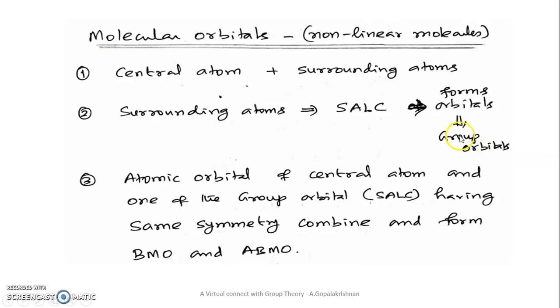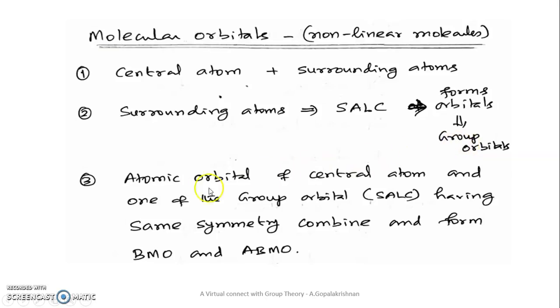In the case of a coordination compound, the ligands form the group orbital. We call that group orbital the ligand group orbital. But here, since it is not a coordination compound, I am using just the word group orbital. Now listen, each group orbital has a specific symmetry.